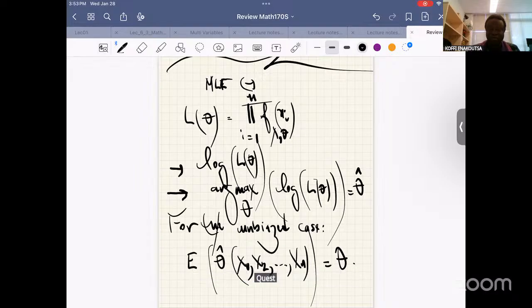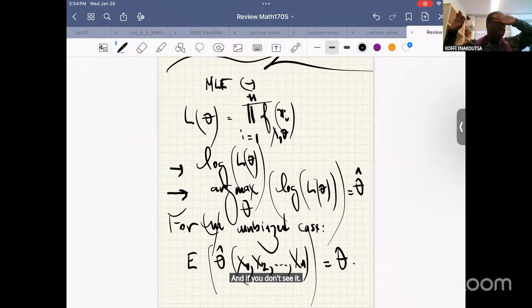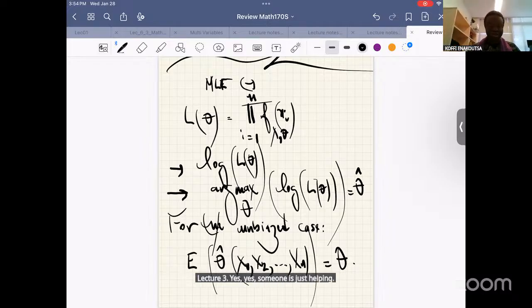Question? Any question, guys? With 6.3, the 6.3 notes have been on Canvas for maybe more than 2 weeks. It's there, but let me know if you don't see it. If you don't see it, which I'd be surprised, then send me an email and I'll send them to you. Lecture 3. Yes, someone is just helping. Thank you for the question.